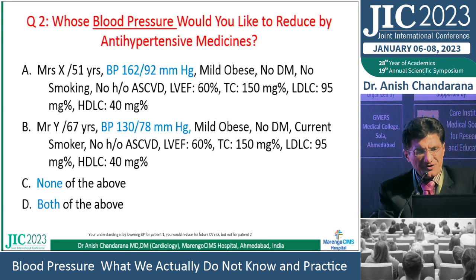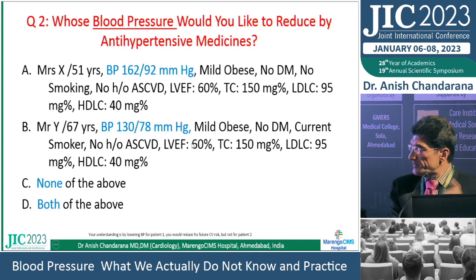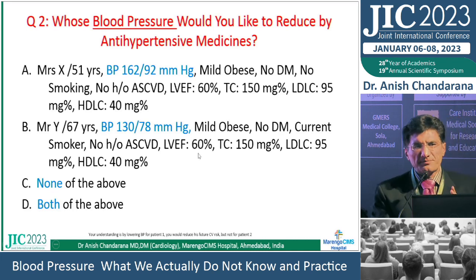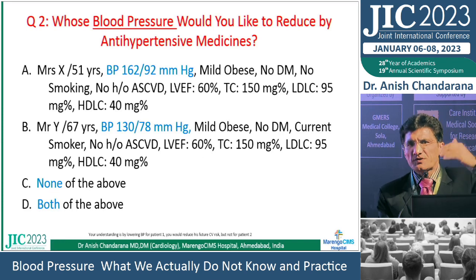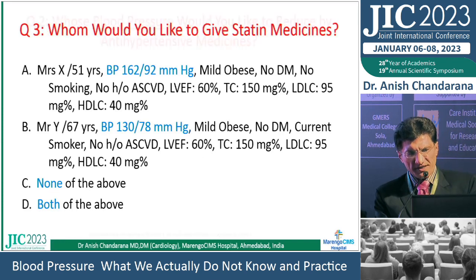So many of you took it right that both of them need reduction in blood pressure to reduce their risk. Many of you have suggested that it is only 162 which needs to be reduced. Somebody whose blood pressure is 130 having high future risk, blood pressure reduction doesn't help. So 31.5% of people believe that in this gentleman whose blood pressure is normal, though his future risk is high, if we reduce his blood pressure, we are not going to affect his future risk.